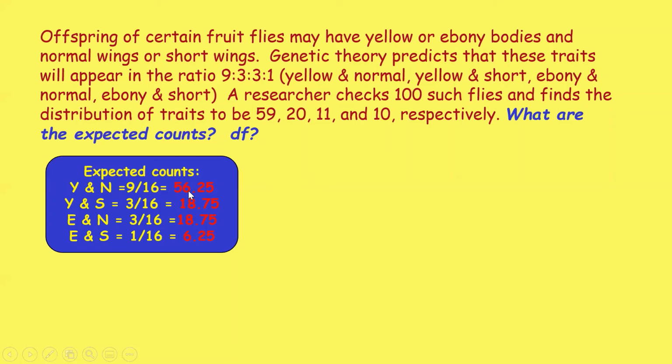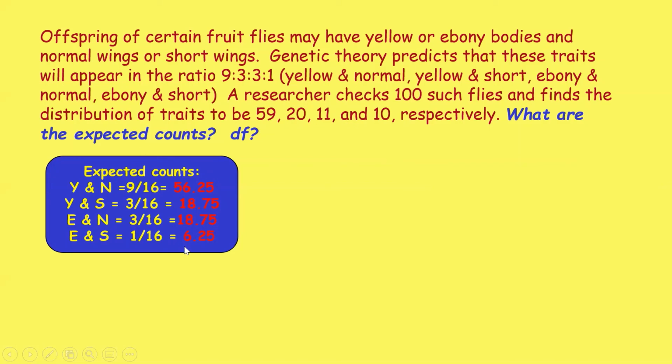Again, keep decimal for expected. Yellow and short would be the second one, 3 out of 16 proportionally, which would give us 18.75, again, out of 100. Ebony and normal, again, here would be 3 out of 16, 18.75. And lastly, ebony and short would be 1 out of 16, 6.25. So again, these are expected, keep decimal for expected. These listed here are your observed. But again, it's just asking expected, there it is.